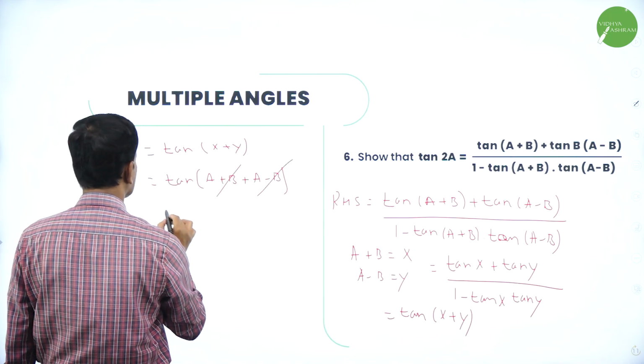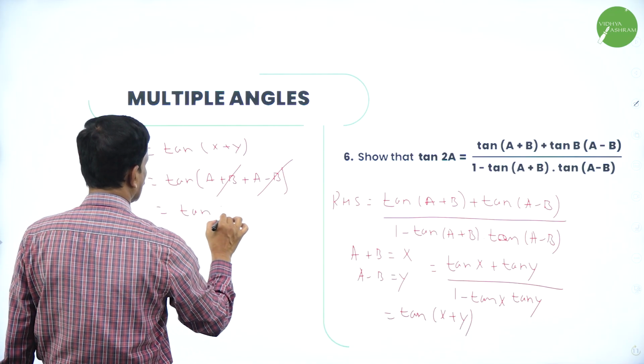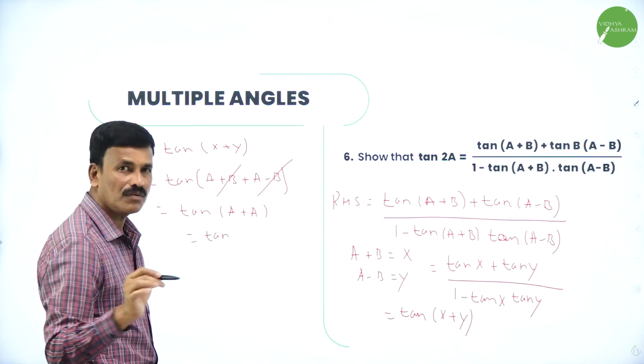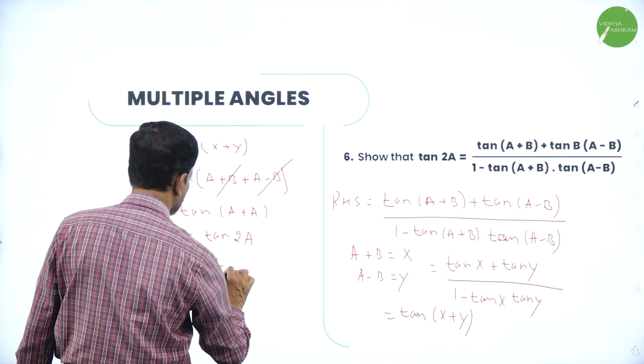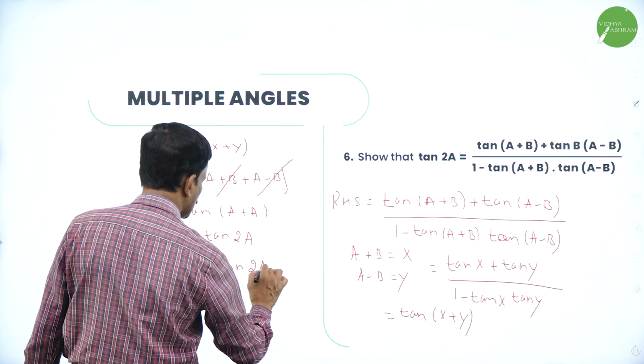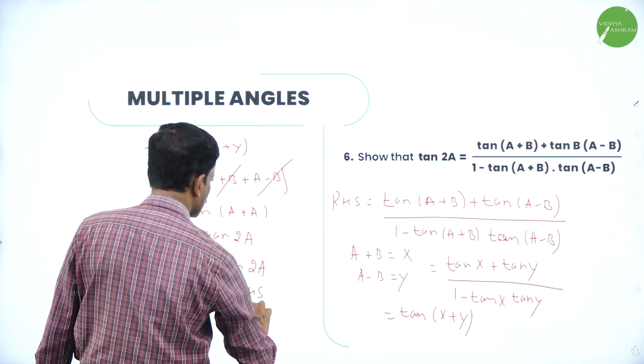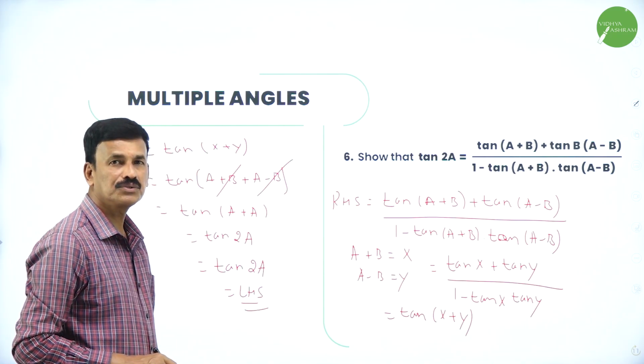Minus B plus B gets cancelled. This is tan of A plus A. What is A plus A? A plus A is equal to 2A. So this is equal to tan of 2A, which is the required LHS. That's it, tan 2A. Hope you followed.